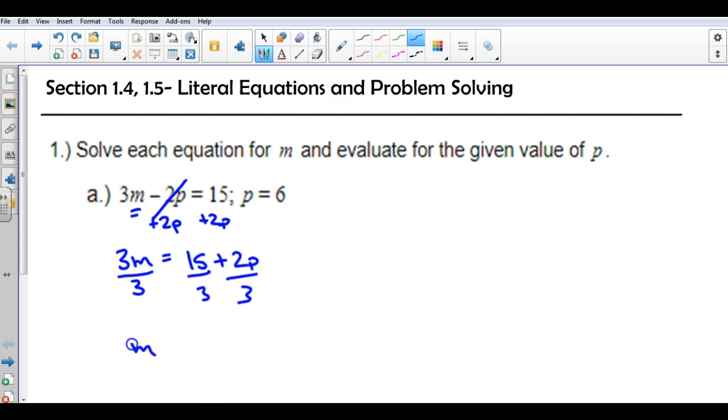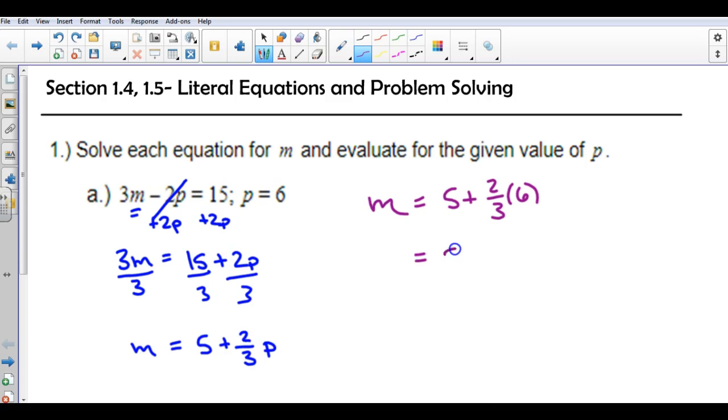So I end up with an expression that says m equals, and then 15 divided by 3 is 5, and then I can write this as 2/3 times p. So that is the equation in terms of p, meaning m equals. So then what I can do is take this value of 6 and substitute that in for p. So 5 plus 2/3 of 6.